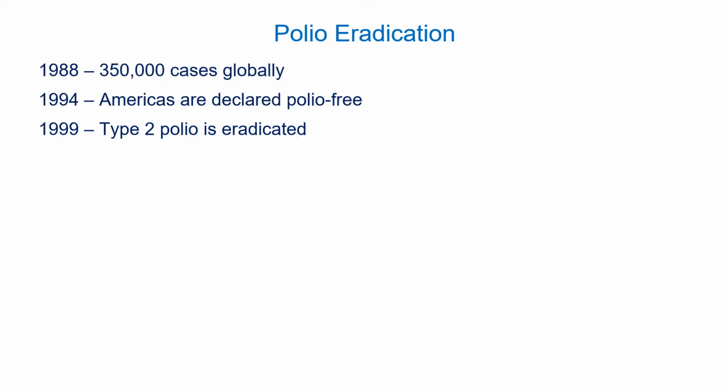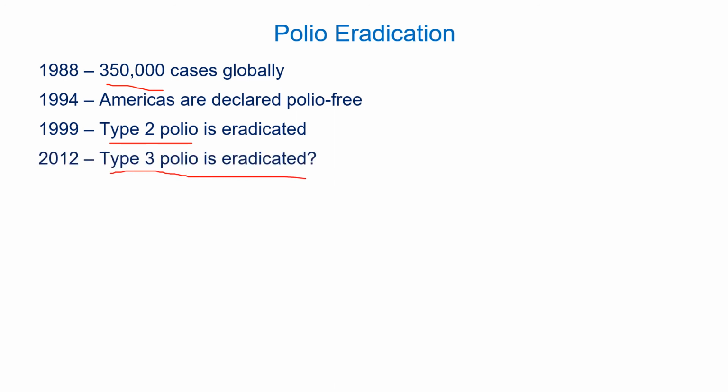So here's a little timeline. You can see I mentioned some of these numbers before. In 1988, 350,000 cases. Polio was eradicated in Canada by 1994, and type 2 polio, out of 3 strains, was declared eradicated worldwide in the year 1999. So good job. 2012, we eradicated type 3 polio, or at least there's a question mark there. It wasn't officially declared until, I believe, last year.